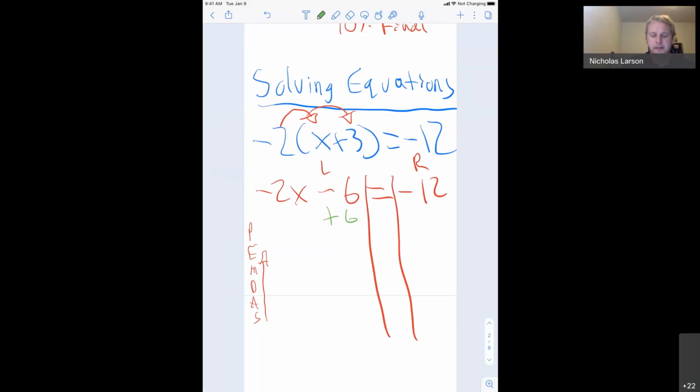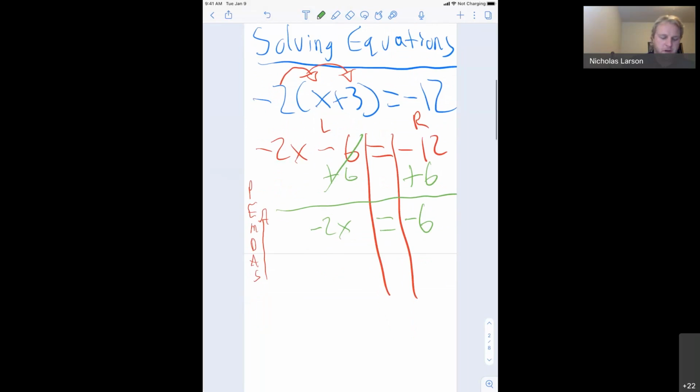And anything I do on the left, I also have to do on the right. So this cancels out. I'm left with -2x. -12 plus +6 is -6. And now my subtraction and addition are complete.